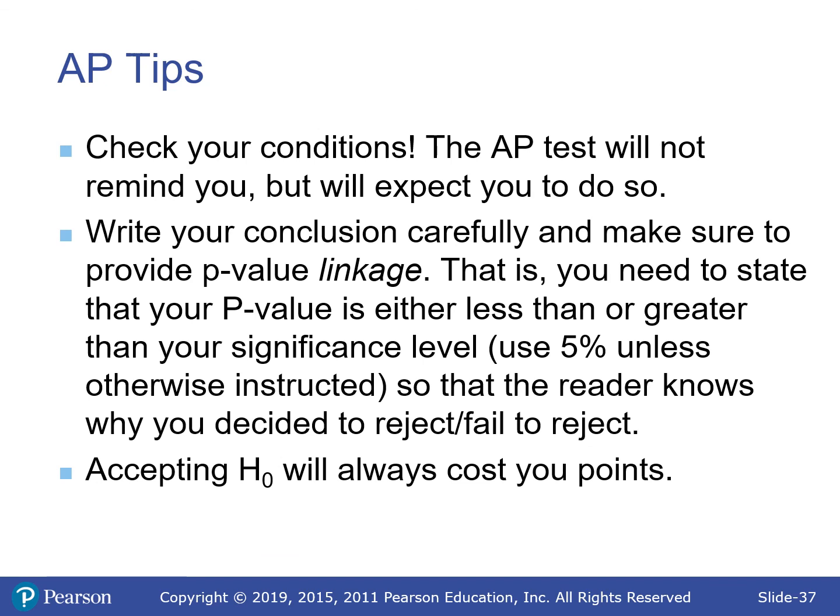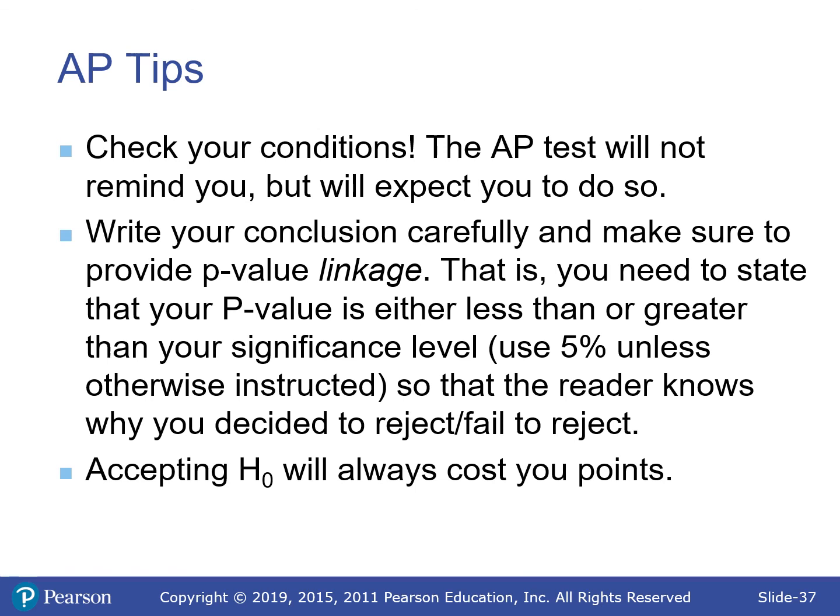Then some AP tips. Check your conditions. Always. Write your conclusion carefully. Make sure your p-value linkage, so it's less than or greater than your significance level. Sometimes you can do it without actually tying it to the significance level, by saying that, with a p-value of 0.02, that's sufficiently small, so there's strong evidence to reject the null hypothesis. With a large p-value of 0.16, there's not evidence to reject the null hypothesis. Like, you can get away with not linking it to an alpha level.